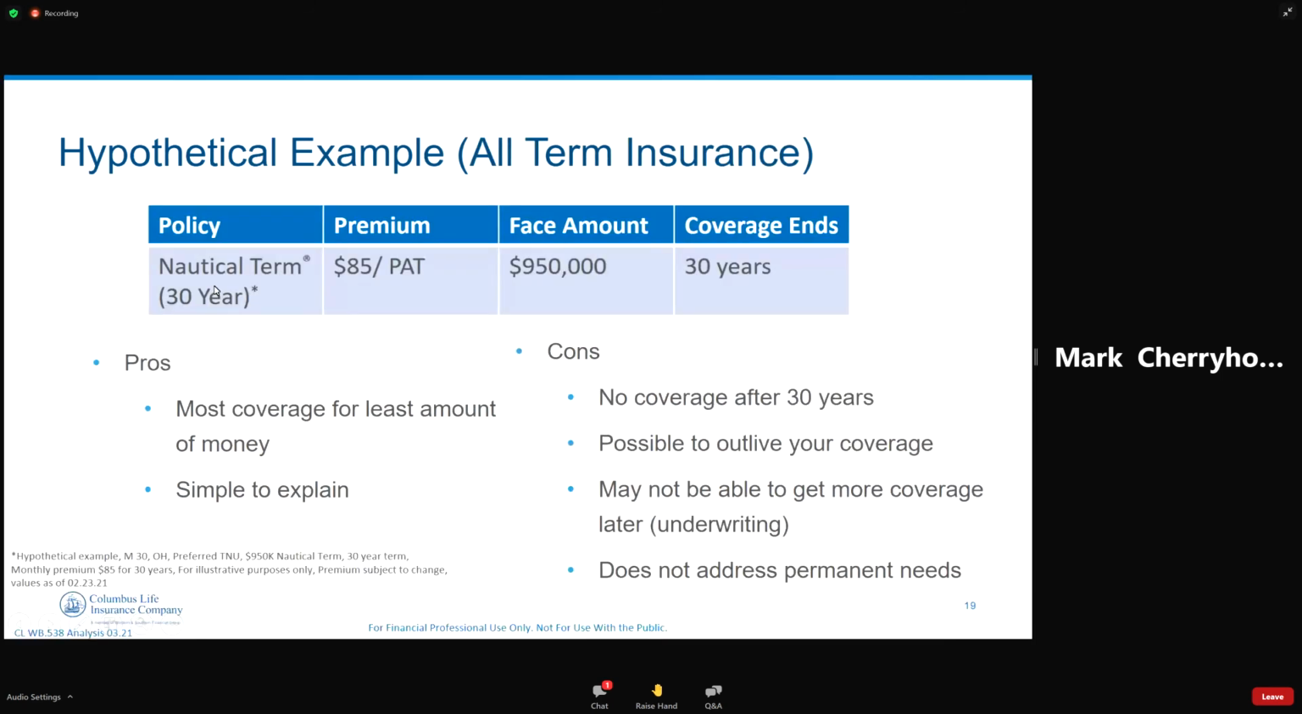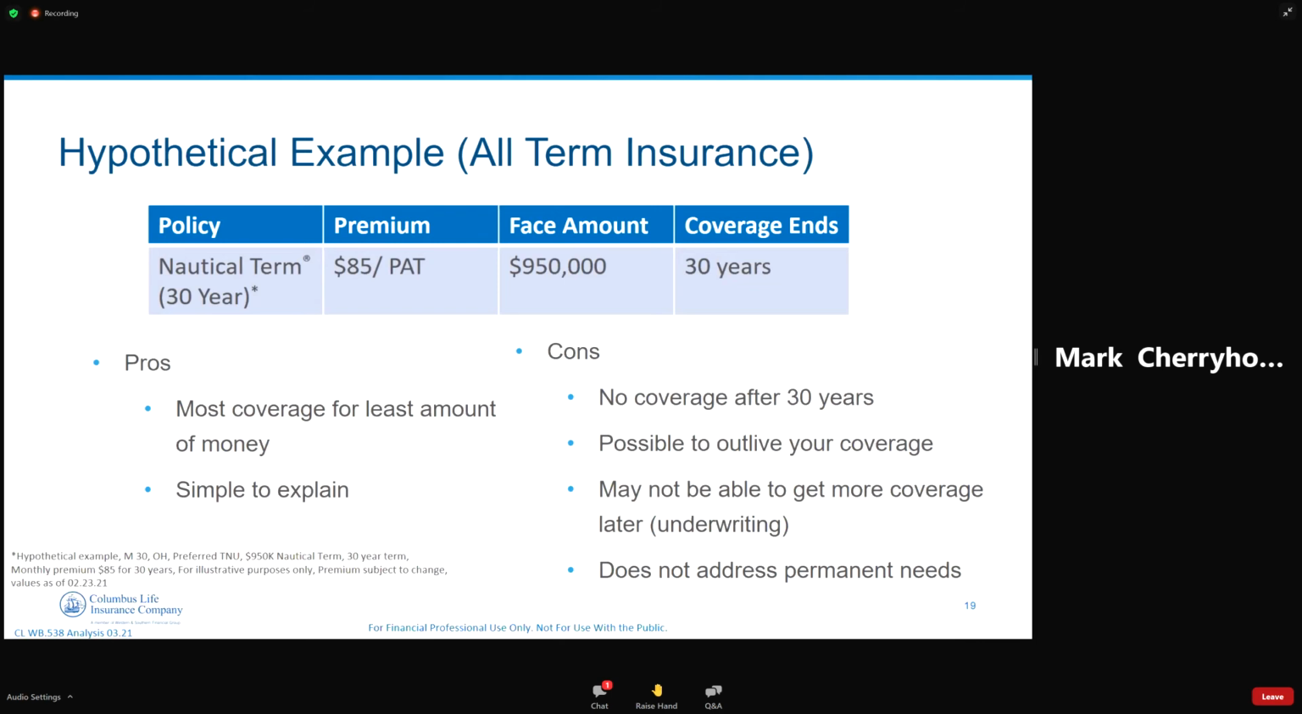So here's where the numbers are. If we added all those numbers up, like I said, it's about $950,000 if you add all those left-hand columns up that I indicated here. So let me show you how these three solutions work for the client. Let's start with that term insurance.